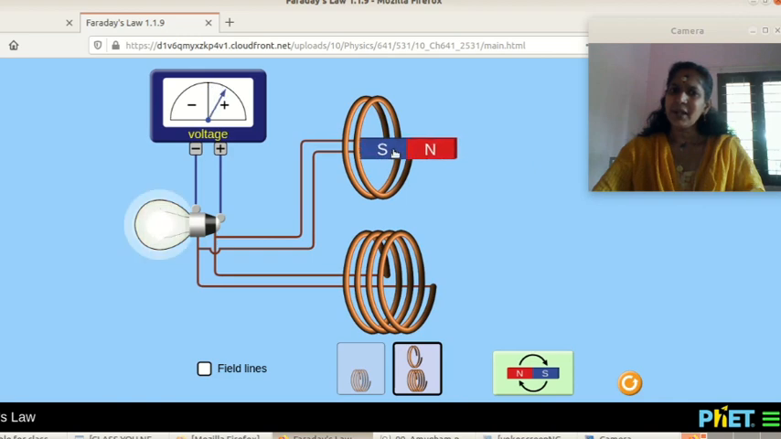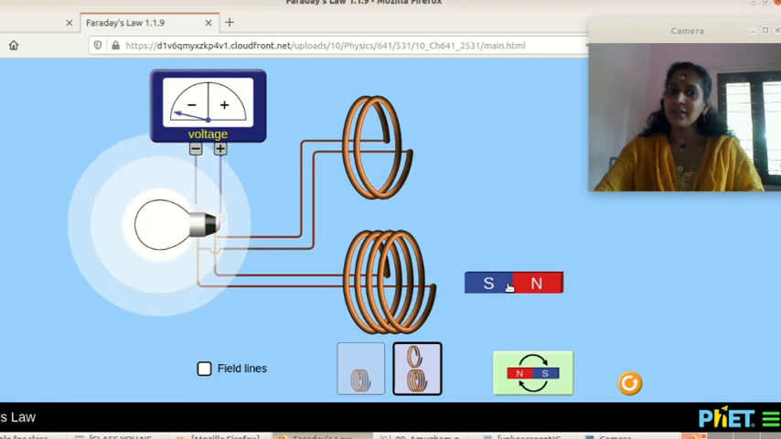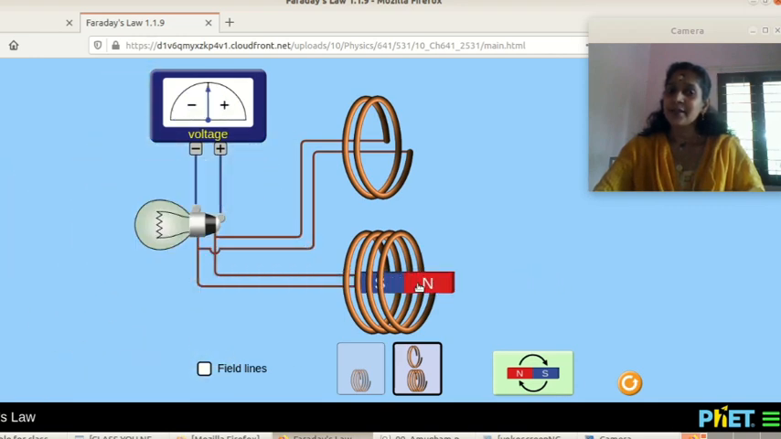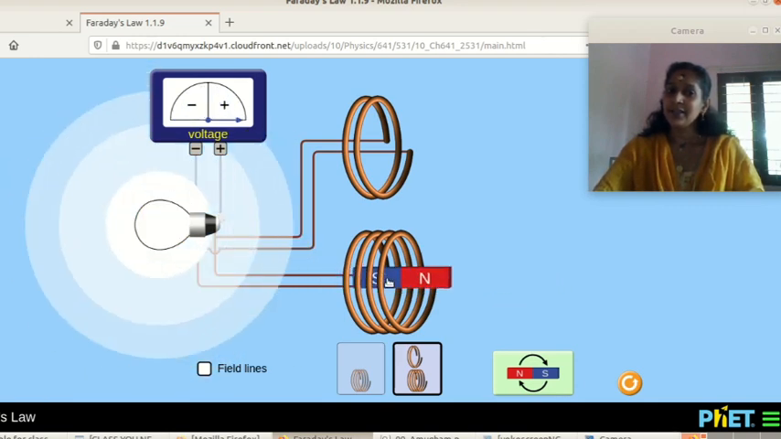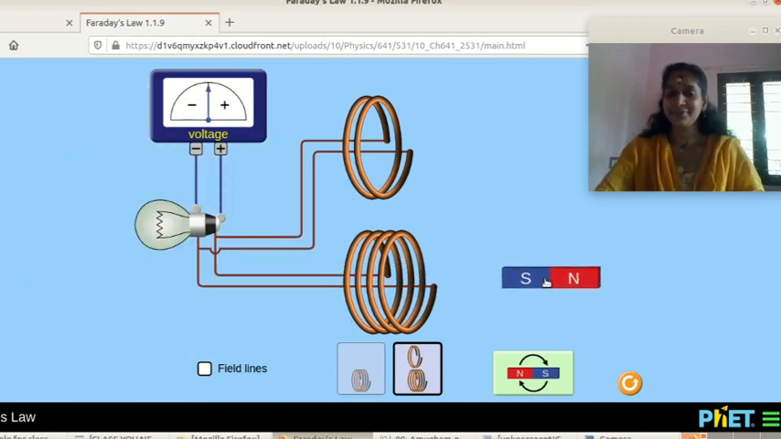What happened if the number of turns are less? Yes, glow of bulb reduced, isn't it? Yes. The number of turns are more. Intensity of the glowing of bulb increased, isn't it? Yes.